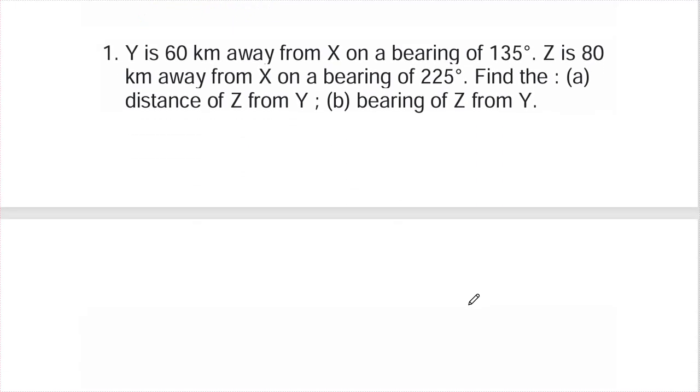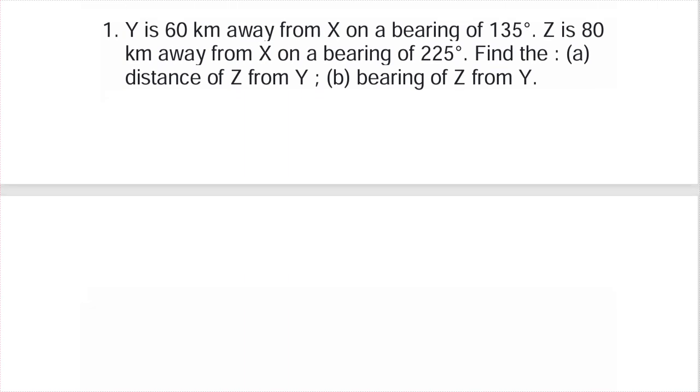This is exactly how to go about a bearing question. Of course, we are going to be seeing much more, so make sure you follow through. Now the next one says that Y is 60 kilometers away from X on a bearing of 135 degrees. You see, from X, this gives you a clue of where to draw your diagram, where to start from.